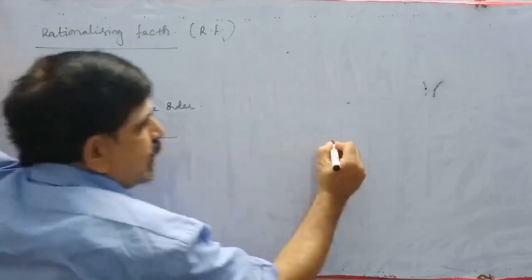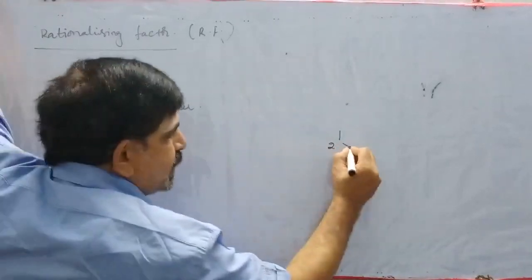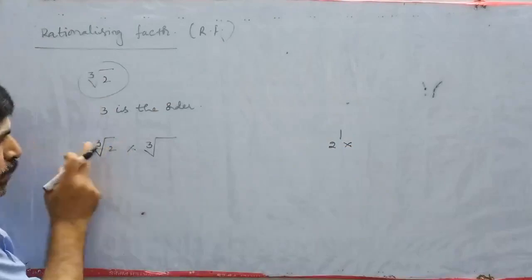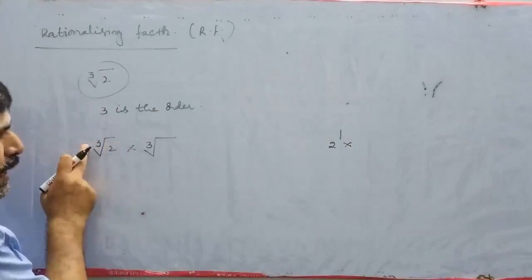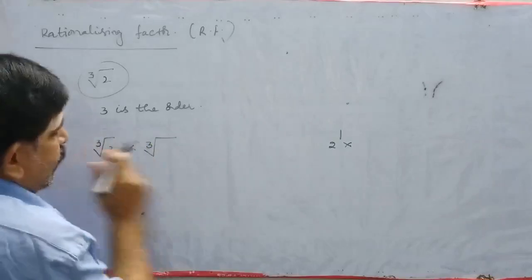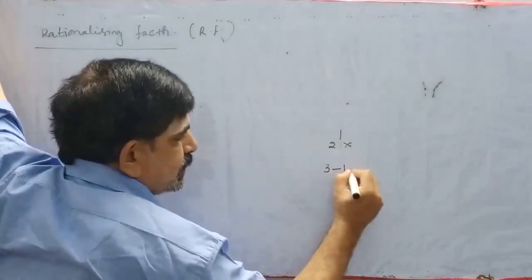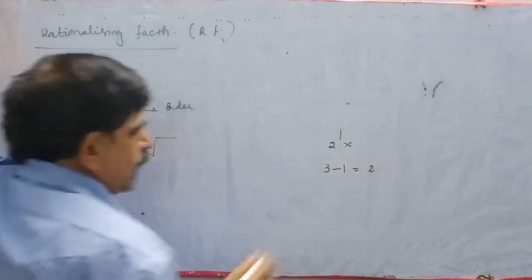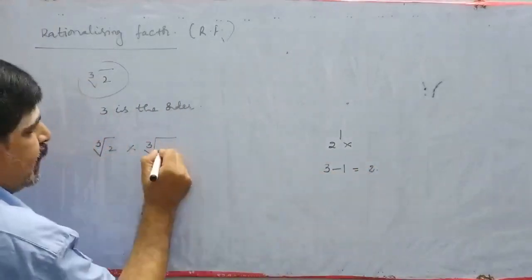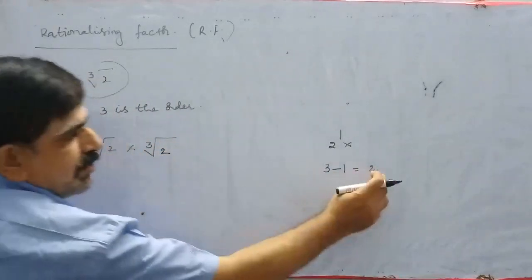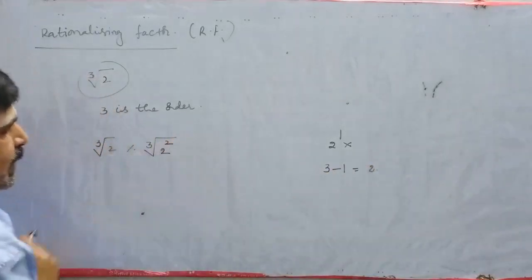Power is 1. Here the order is 3. That means we have to subtract the power of the radicand from the given order. So 3 is the order and the power is 1, so 3 minus 1 is 2. With the same order, the given radicand 2 gets the power 2. That means the difference we have to write in the power. Then we will get the value.